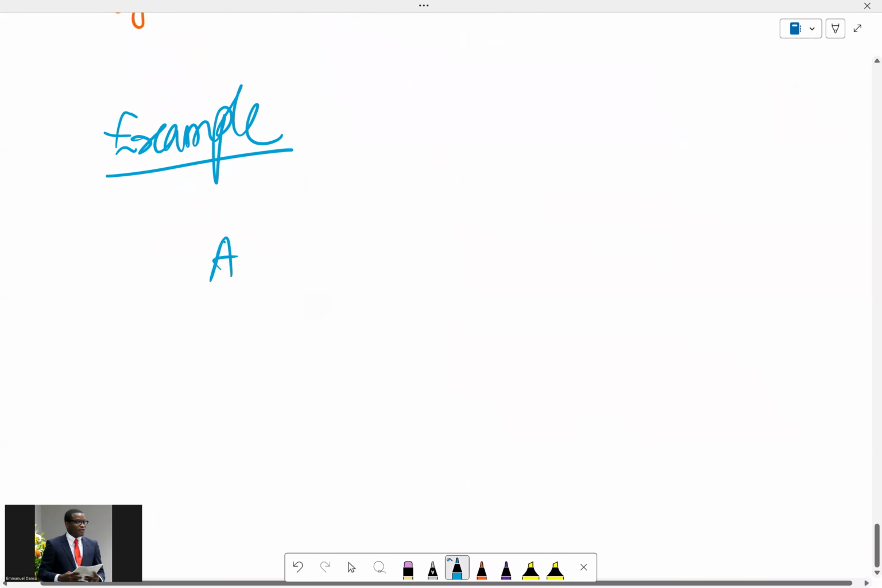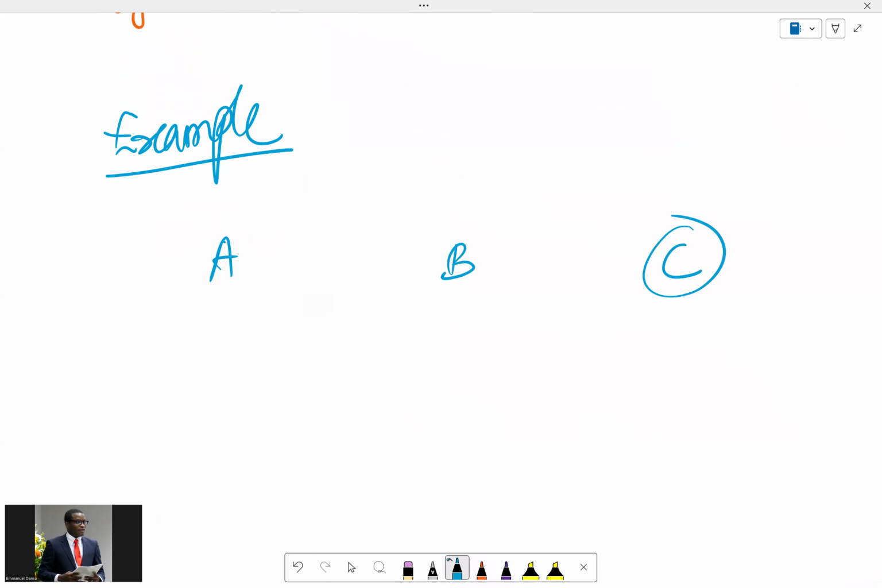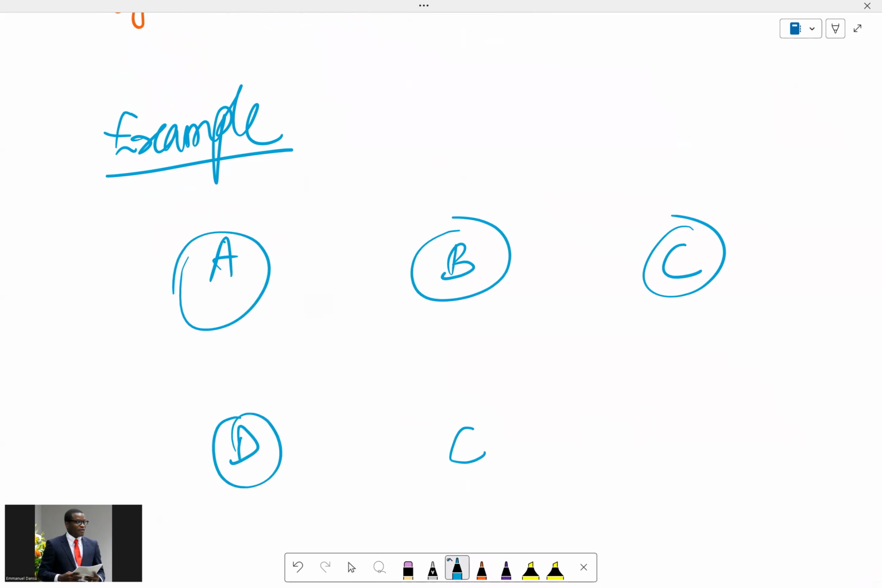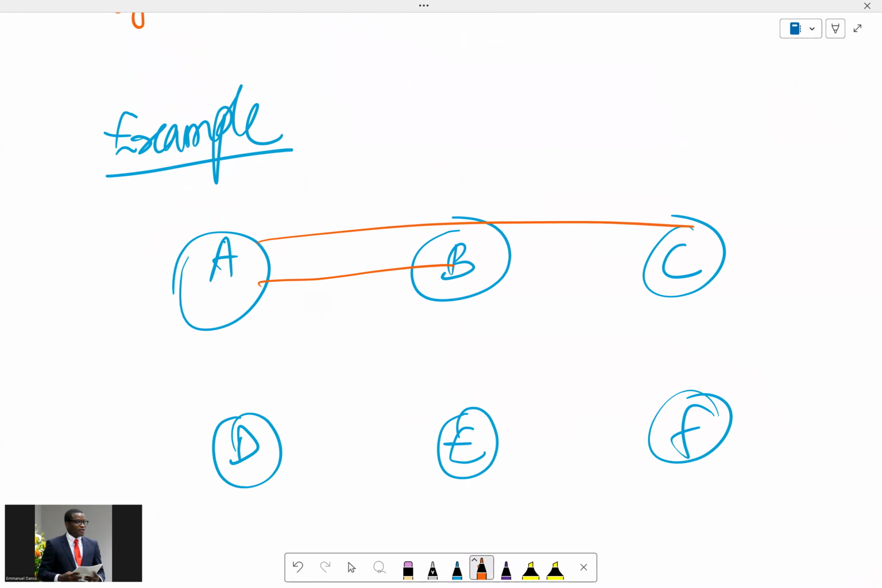So we have, let me just do A, B, C, D, E, F. I'll just draw it any way it's possible. A is connected to B, C, D, right? B is connected to A, C, and E. Then C is connected to A and B, which it is already. Then D is connected to A, E, and F. D is connected to A already, E now, and D is also connected to F.